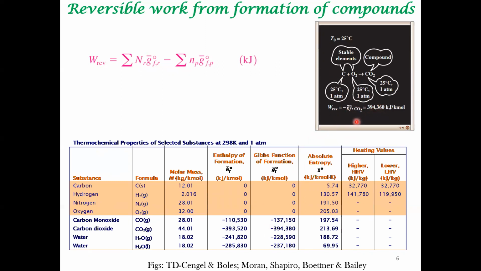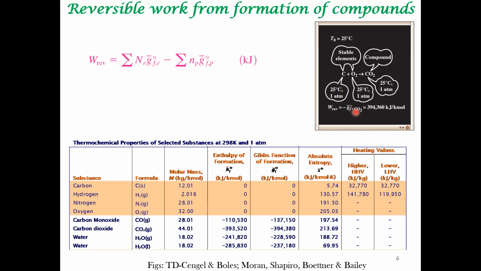And there are small differences because I got this from one source and these tables are from a slightly different source, but approximately they're one and the same. So that tells you what is the maximum work you can obtain from undertaking an exothermic chemical reaction. So where do you get such work?